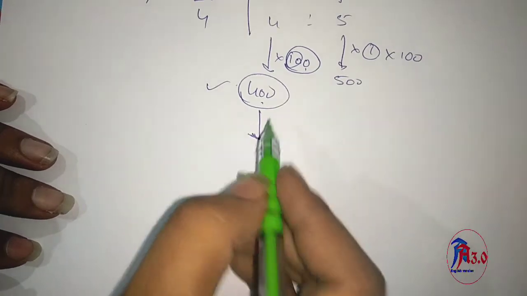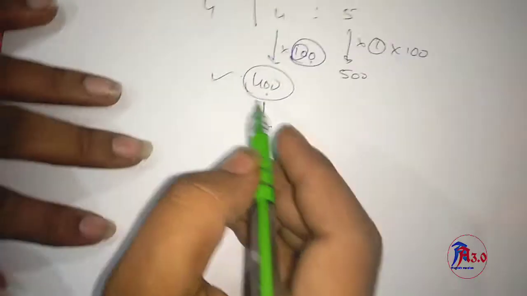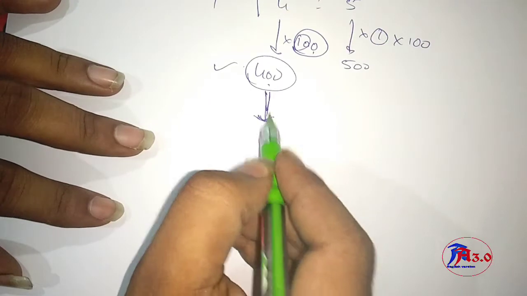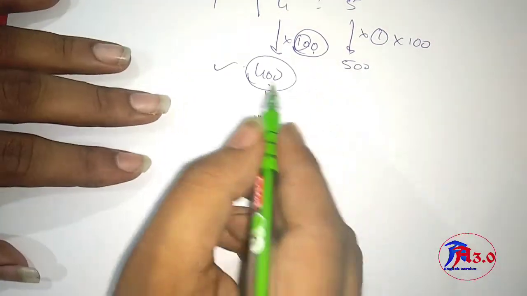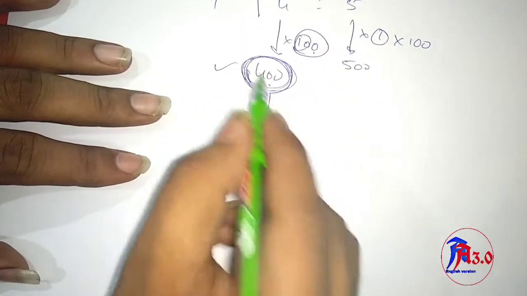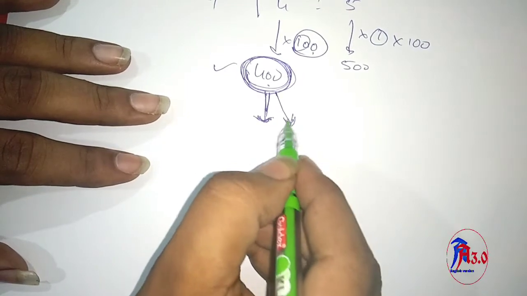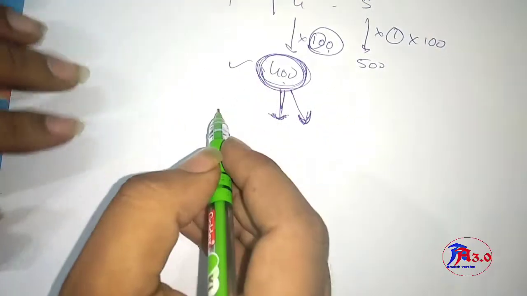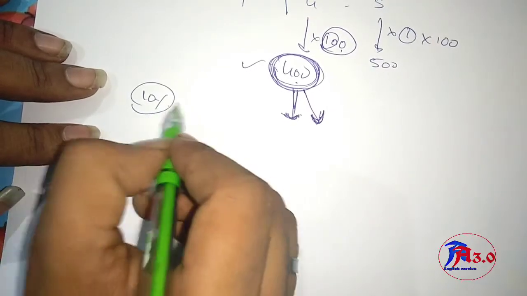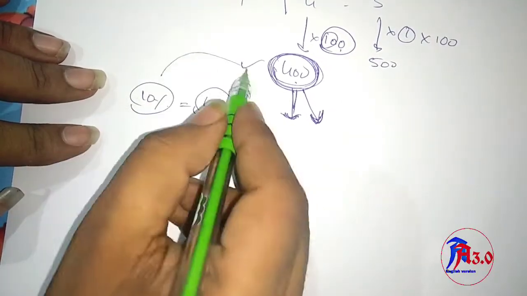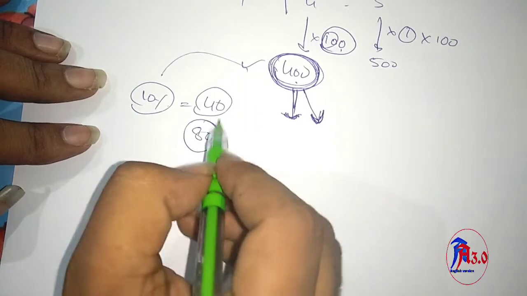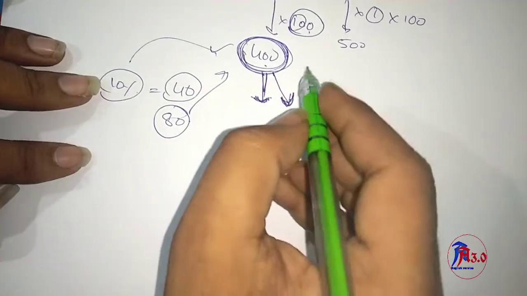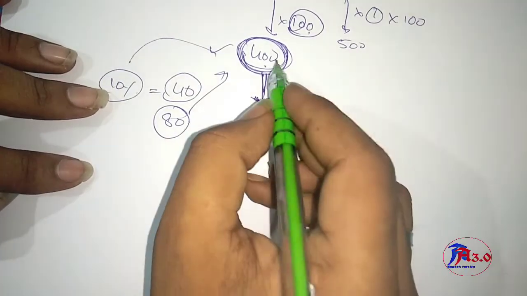If he said, now the number is added 20 percentage of itself. So 20 percentage of 400 is how much? Let us calculate first of all 10%. 10% is 40. And what about 20 percentage? It is 80. Yes. So how much we have to add in 400?